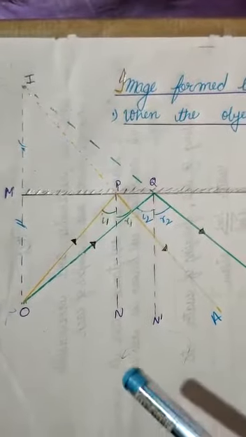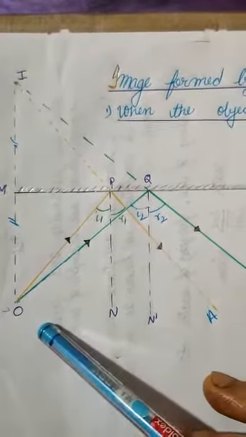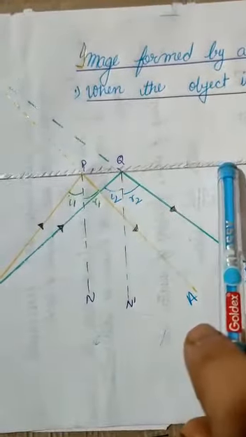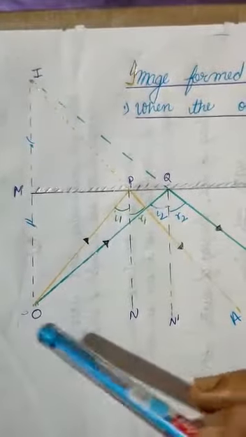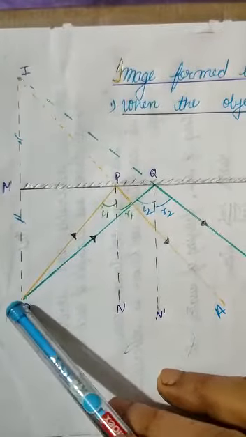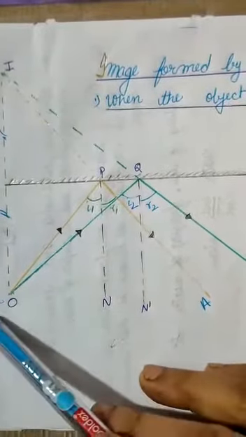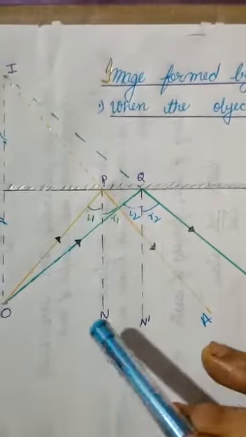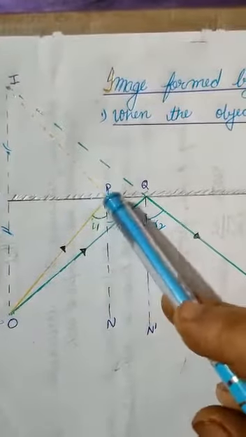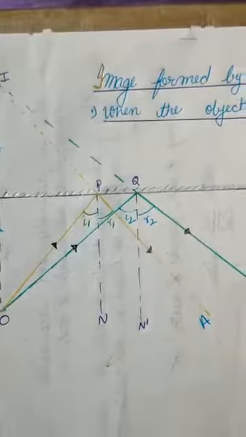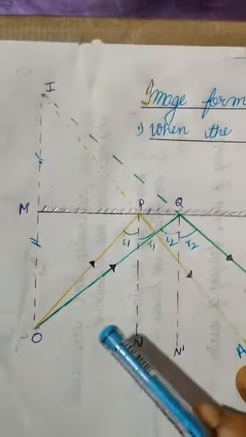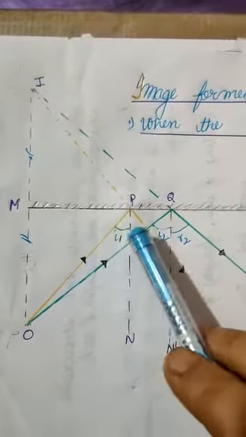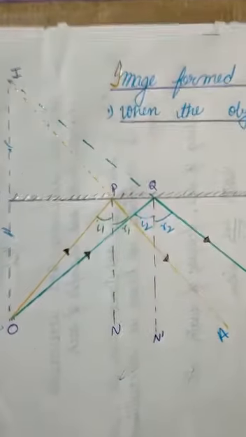Now, let us consider that a point object O is kept in front of the plane mirror M dash. The rays of light travel out in all directions from this point object. Now we will discuss only two rays, OP and OQ, which travel from the point object and are incident on the mirror at the points P and Q.